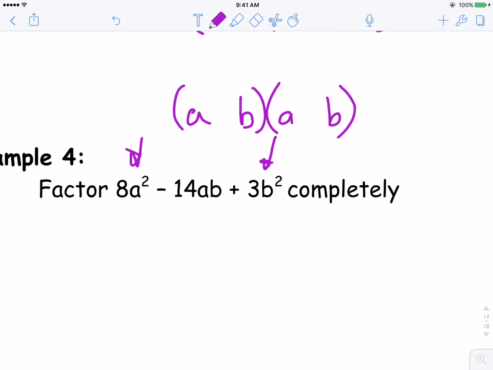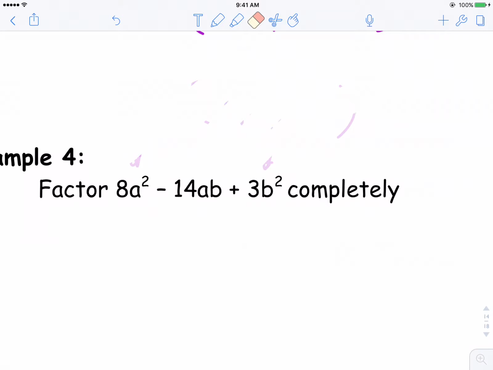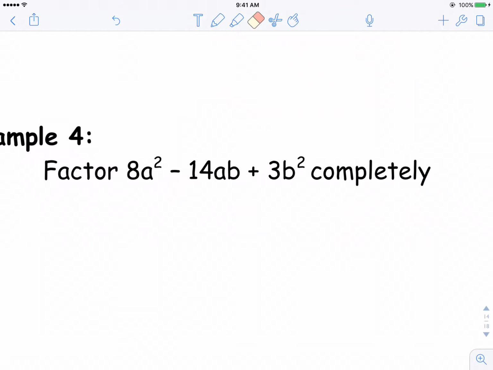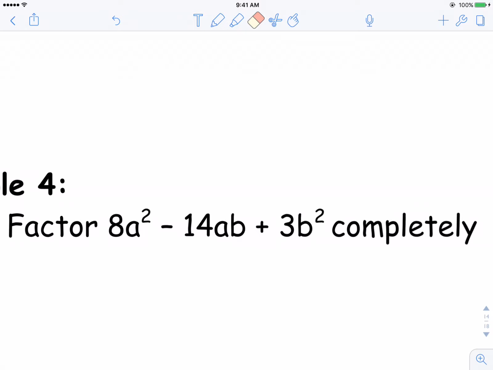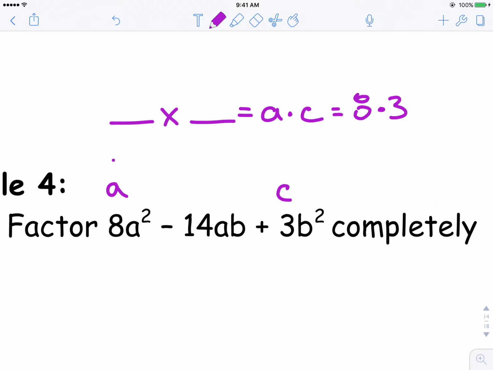Except now we're going to end up with coefficients in front of this a, and probably in front of this b. Well, for sure in front of this b. Okay, so no worries about that right now. We still follow the same steps that we've been looking at. We look for two numbers that, when multiplied together, give us a times c, this being a, this being c, which is 8 times 3, or 24. And those same two numbers add together to give us negative 14.